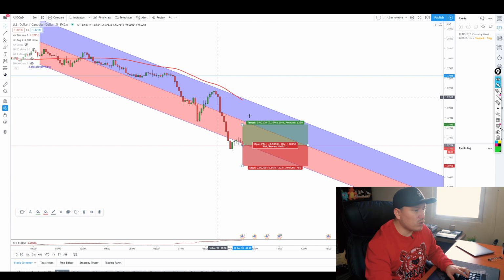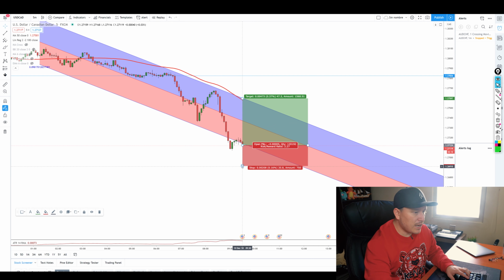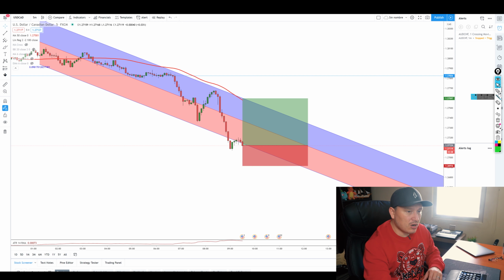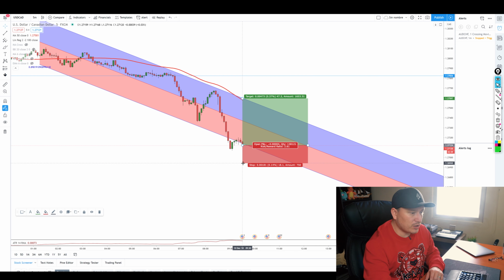Right now, this would be the entry point. This will be the take profit level, and the stop loss according to the ATR. My ATR says 7.3, so I eliminate the last one. So that means that my stop loss will be 14 pips.